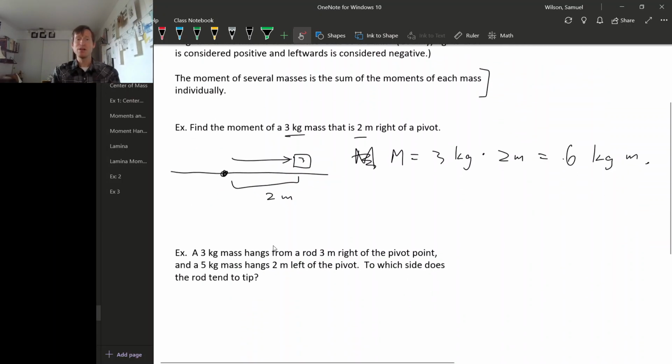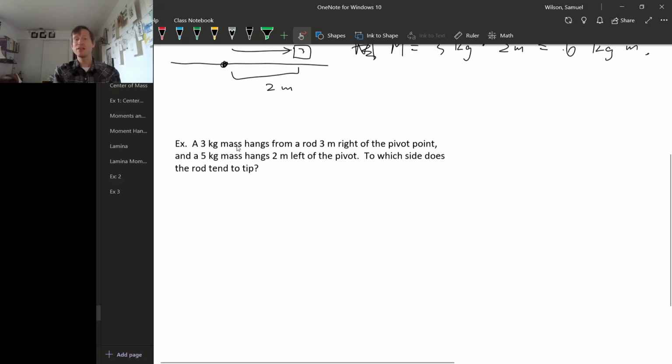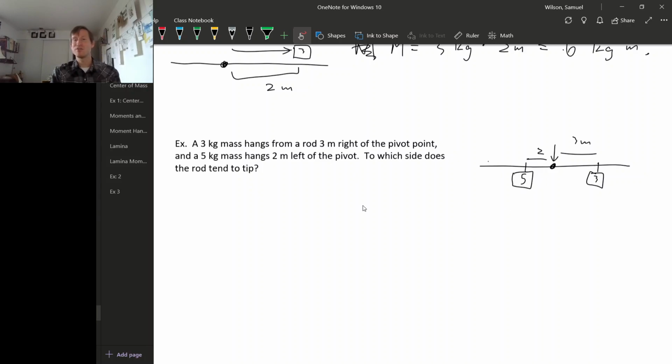For a second example, let's say we have a 3 kilogram mass hanging from a rod. So here's the pivot point for the rod. The 3 kilogram mass hangs from the rod 3 meters to the right of the pivot. So say here's our 3 kilogram mass, and that's 3 meters. And a 5 kilogram mass hangs 2 meters to the left, like this. To which side does the rod tend to tip?